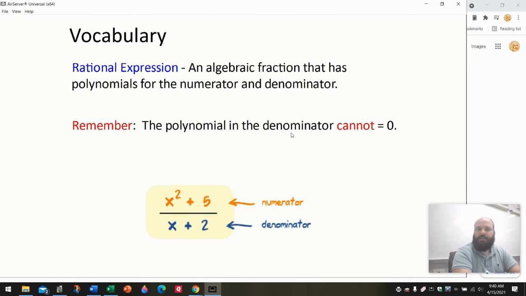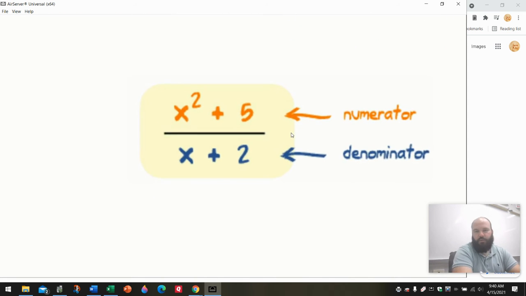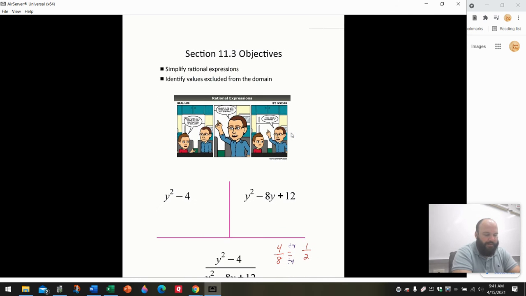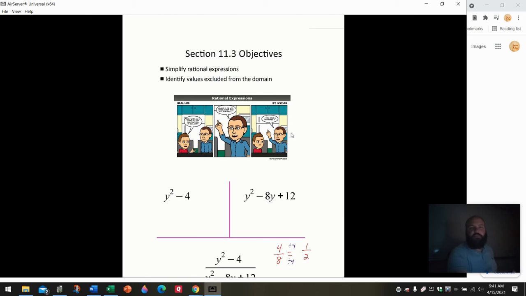So a rational expression is an algebraic fraction that has polynomials for the numerator and the denominator. It says, reminder, the polynomial in the denominator cannot be 0. So if you look at this rational expression, you can see that the bottom is x plus 2. Now, what we have to make sure that we do, and this is where the second objective comes in, is identify values excluded from the domain.